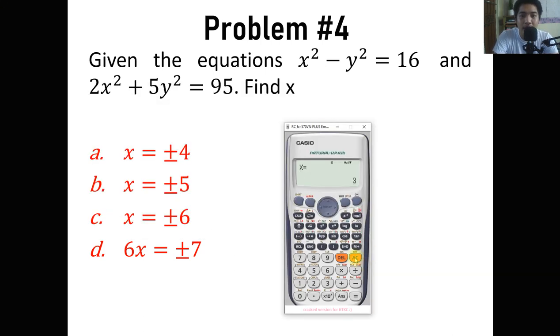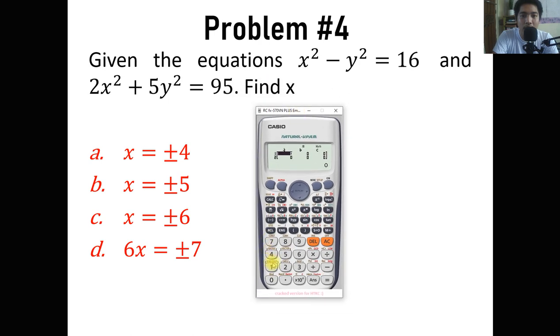So again, we have to have mode 5, 1. For our first equation, x squared minus y squared, we have 1, negative 1, and then 16 for the constant. For the second equation, we have 2, 5, and then 95.